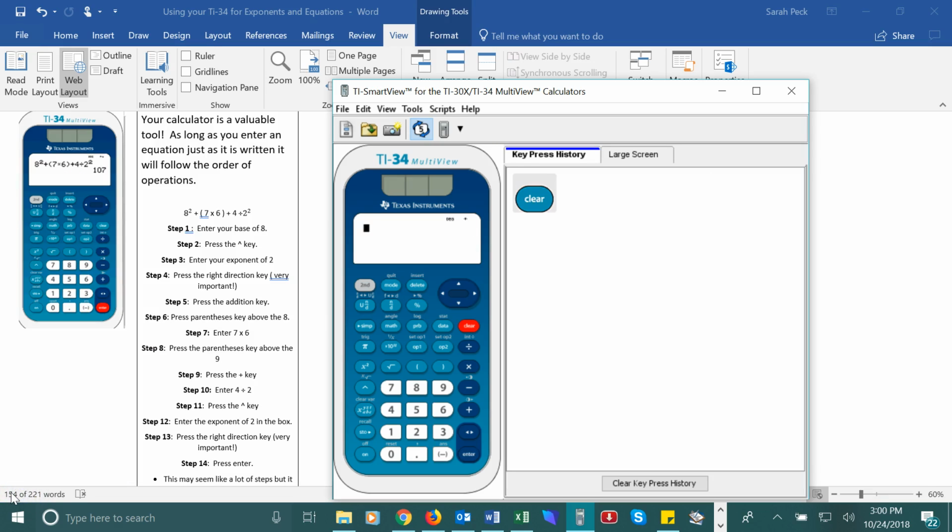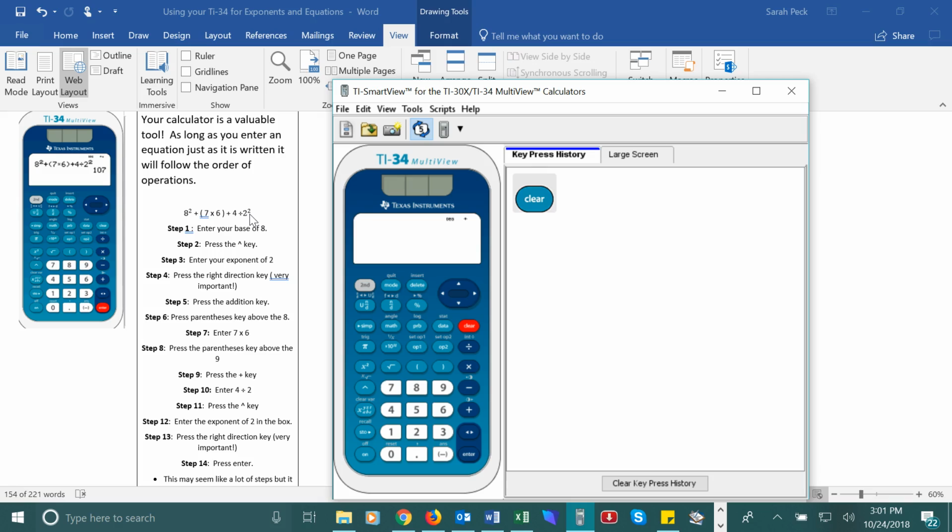Okay, now that we've practiced exponents, we're going to move on to equations. So our TI-34 calculator is a very valuable tool. And as long as you enter the equation just as you see it written, the calculator will then follow the order of operations. So we're going to look at this example: 8 raised to the second power plus 7 times 6 plus 4 divided by 2 raised to the second power.